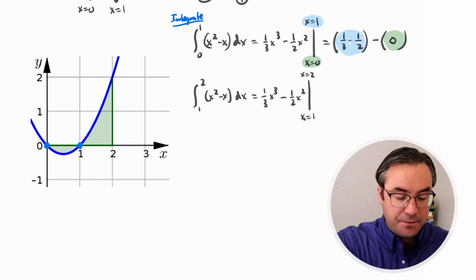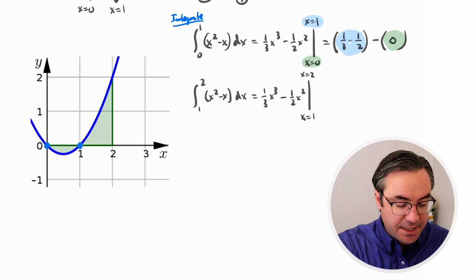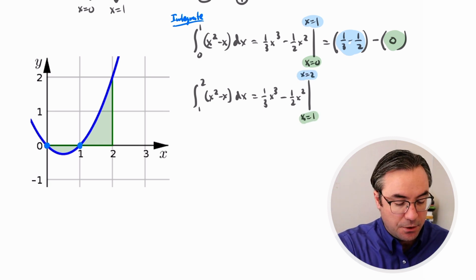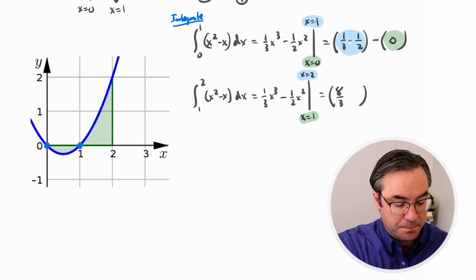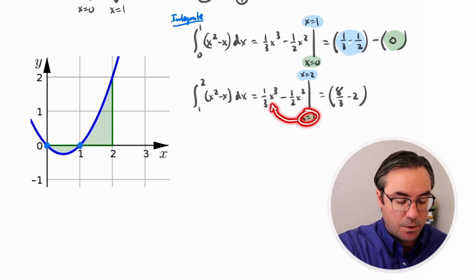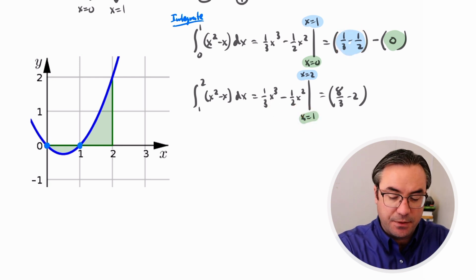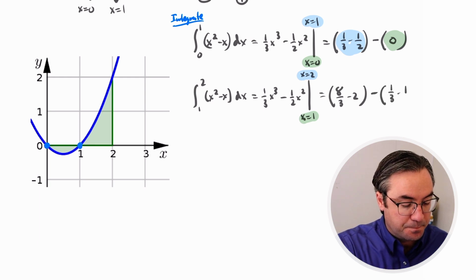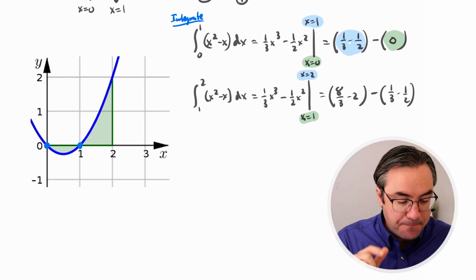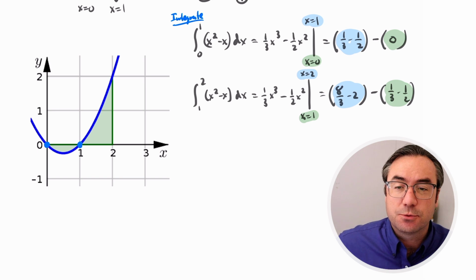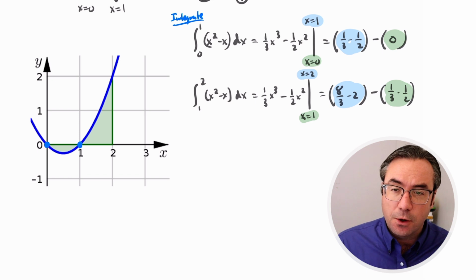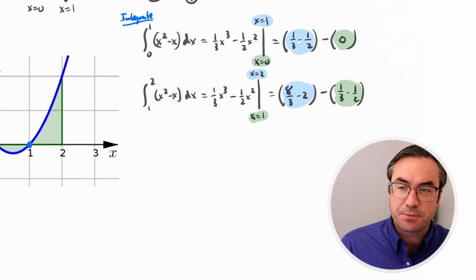All right, so now let's evaluate the second one. It's the same antiderivative, but now we're plugging different numbers in. The top number gets plugged in first. So when we plug 2 in, we're going to get 8/3 minus 2. And then when we plug 1 in, we're going to get 1/3 minus 1/2, so we actually know what we get there. The top number went in first, the bottom number went in second, and here it actually does matter. We are subtracting these values.